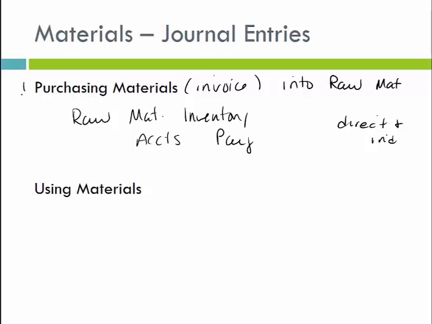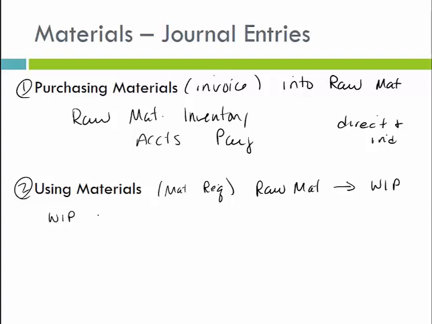When I use the materials, that's the second transaction, and the materials requisition is what will generate this journal entry. This is when it's going from raw materials into work in process. So I'm going to debit work in process inventory, and I'm going to credit raw materials inventory, because it's coming out of one and into the other. That's what I do for direct materials.